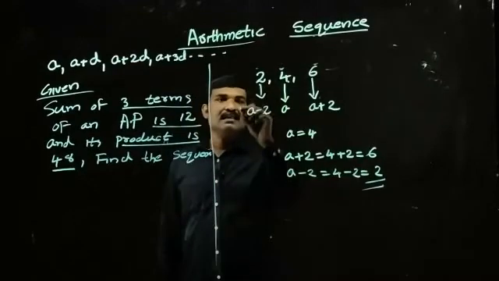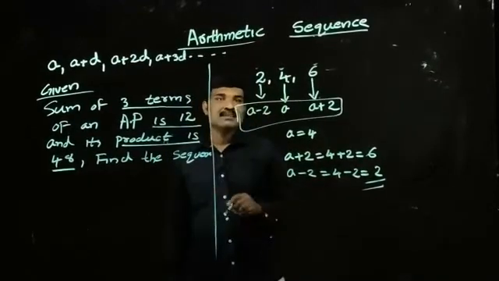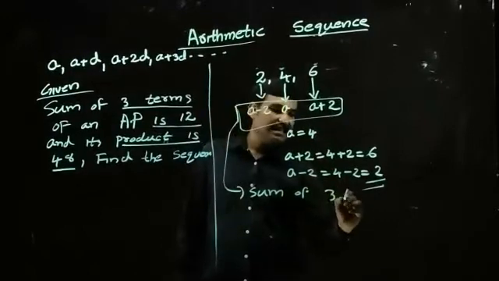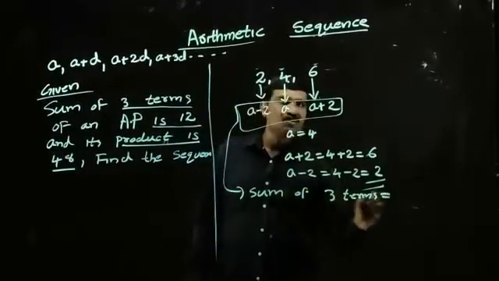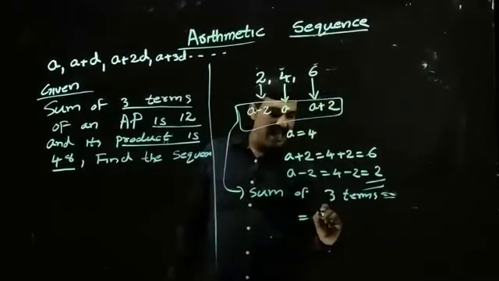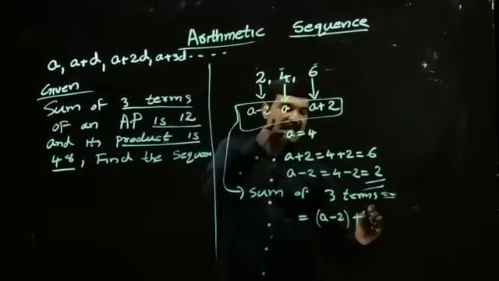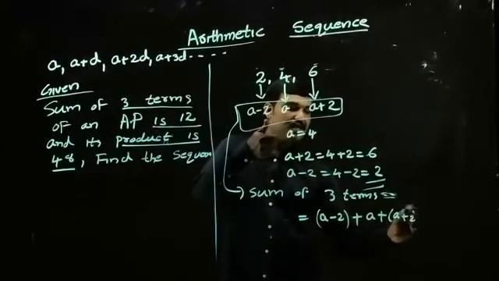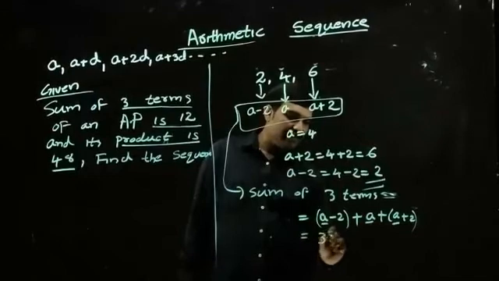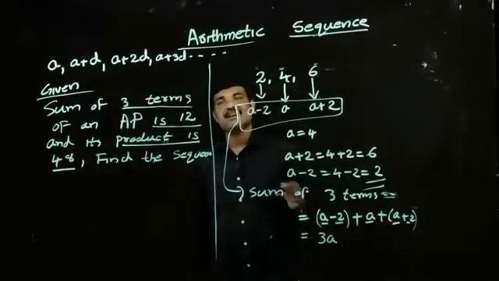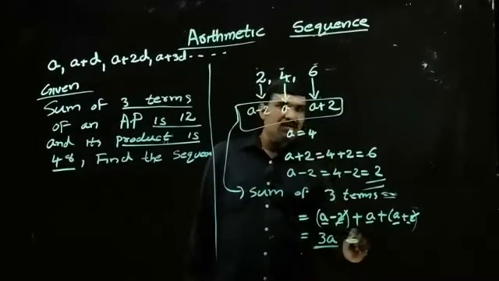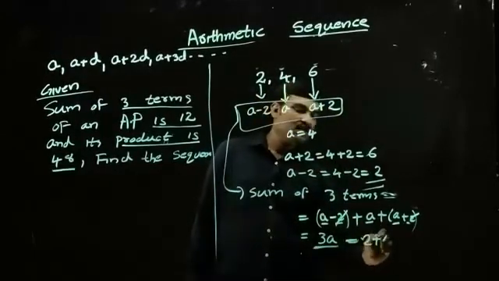Now, what is the sum of these 3 terms? The sum of these 3 terms is equal to A minus 2, plus A, plus A plus 2. Now we have how many A's? 1A, 2, 3. So 3A. Here, A minus 2 and A plus 2, so minus 2 plus 2 will cancel. So this is equal to 3A. So this 3A is equal to the sum of these terms, that is 2 plus 4 plus 6.